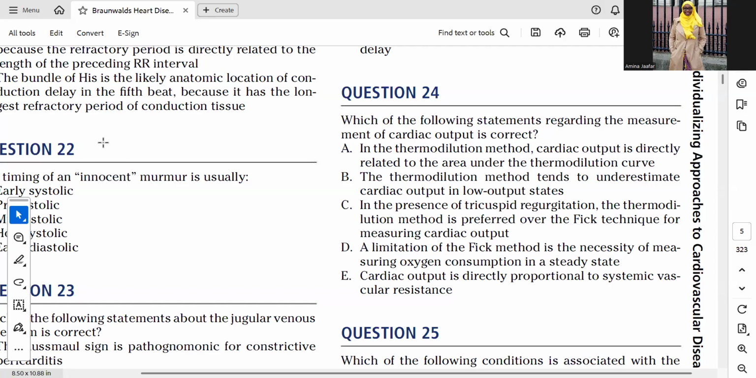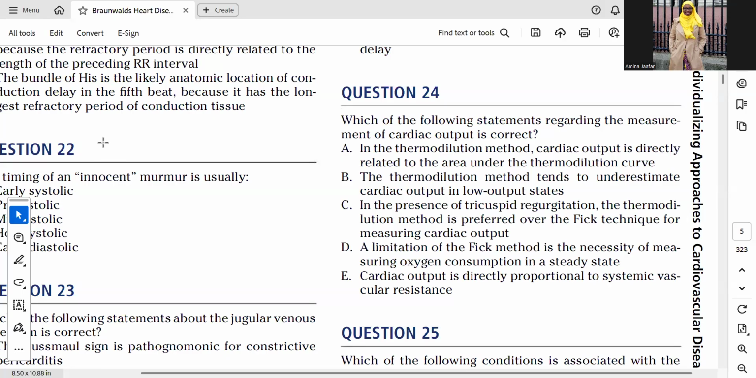So this question is talking about the invasive methods of measuring cardiac output. There are two techniques. There used to be three techniques. Initially, there was the Fick technique, then the dye technique, and then the thermodilution technique. But now we use just the Fick technique and the thermodilution technique. The dye technique is no longer in use. So I will briefly talk about the two techniques, the principles behind them. So let's start with the Fick technique.